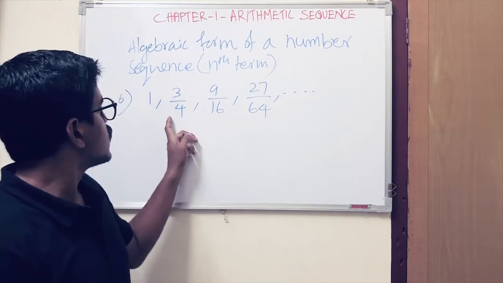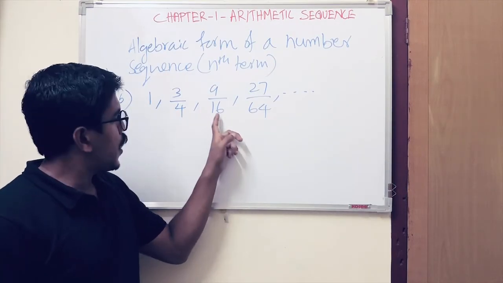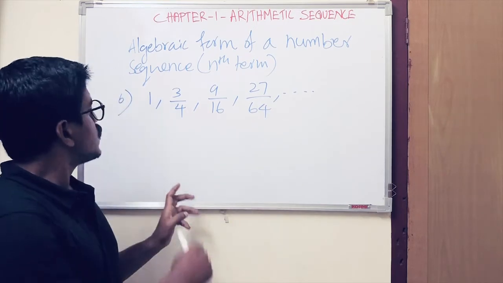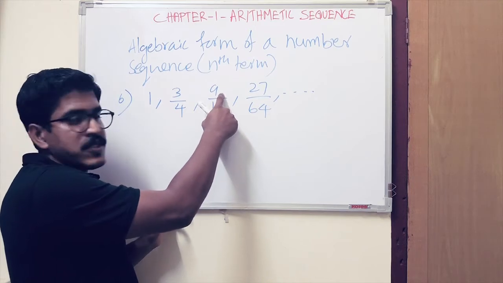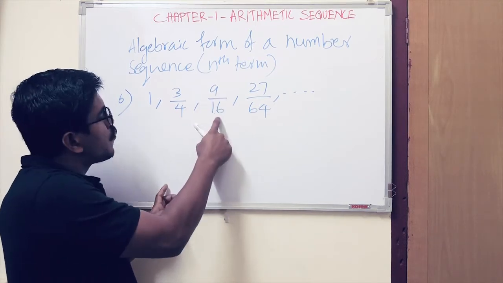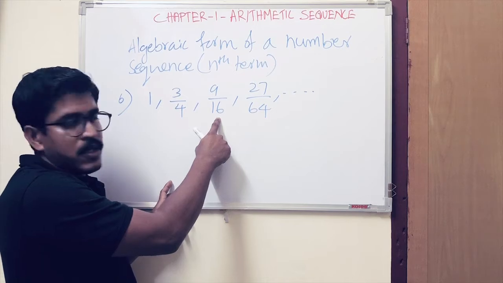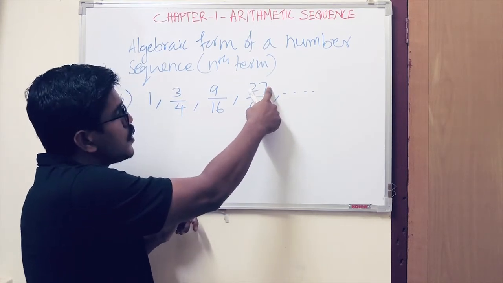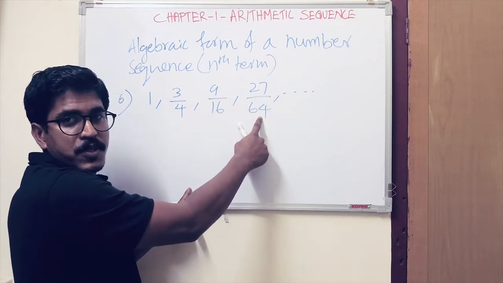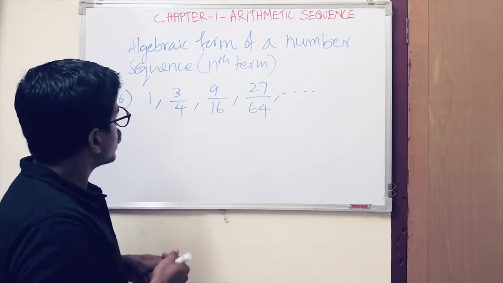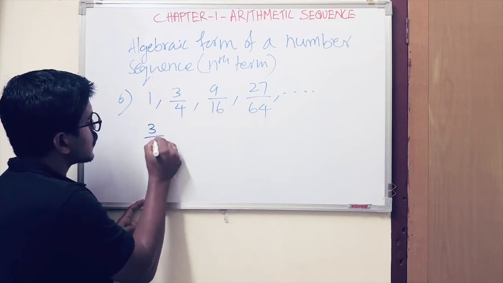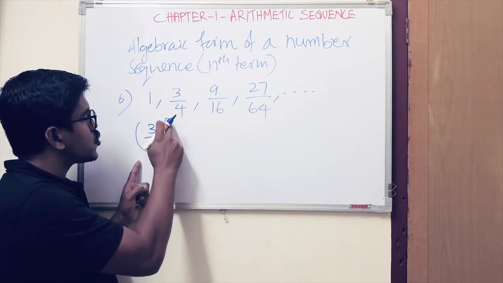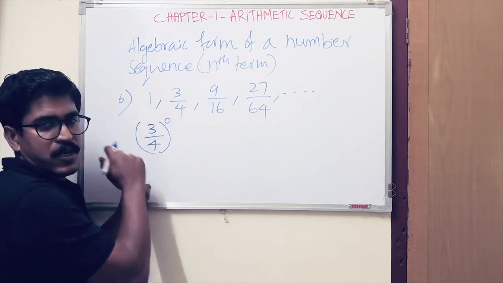In this sequence, you can see the fractions 3 by 4, 9 by 16, 27 by 64. Here you can see 3 square 9 is written in the numerator and 4 square 16 is written in the denominator. And here it is 3 cube 27 is written, and here it is 4 cube 64 is written. So we can rewrite this number sequence as 3 by 4 raised to the power 0, because any number raised to the power 0, the value is always 1.